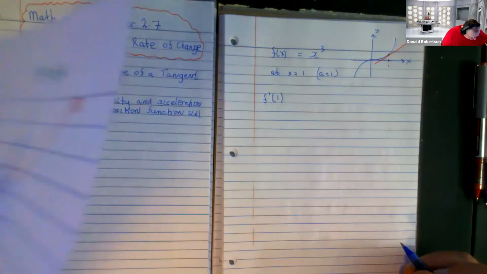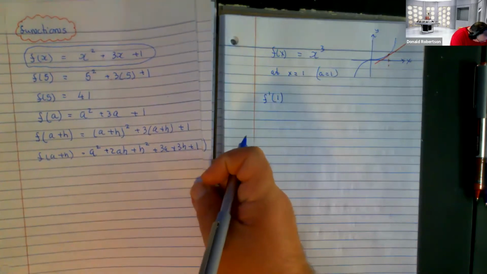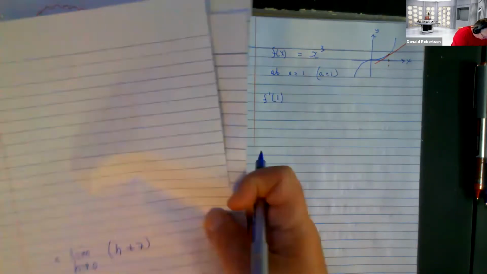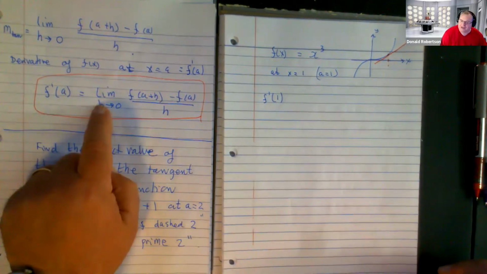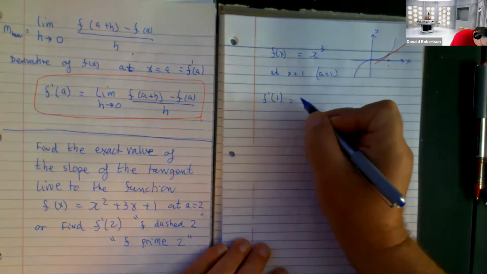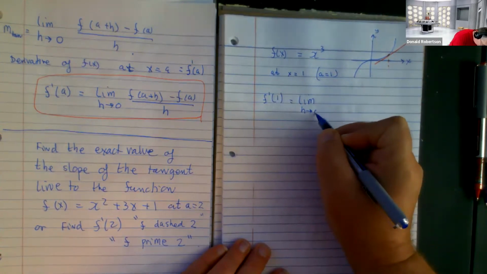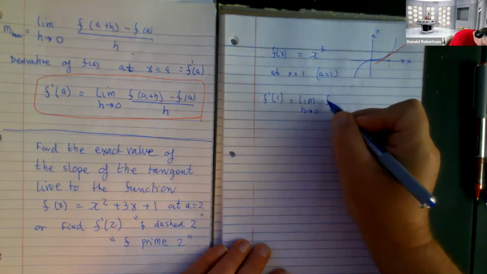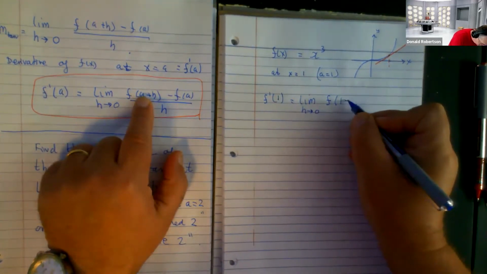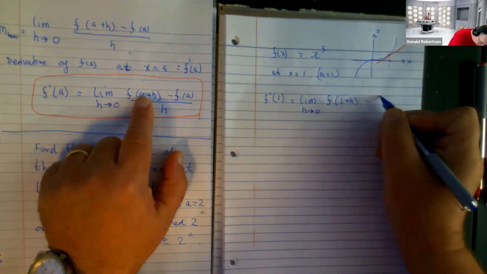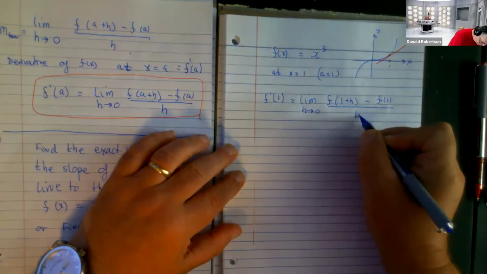So let's find the slope of the tangent line at x equals 1. And I better have my standard formula. Here it is. This is our go-to guy. This will get our thing done. So I'm going to be looking at the limit as h tends to 0 of f of 1 plus h, because a is 1 in this question, take away f of 1, all over h.